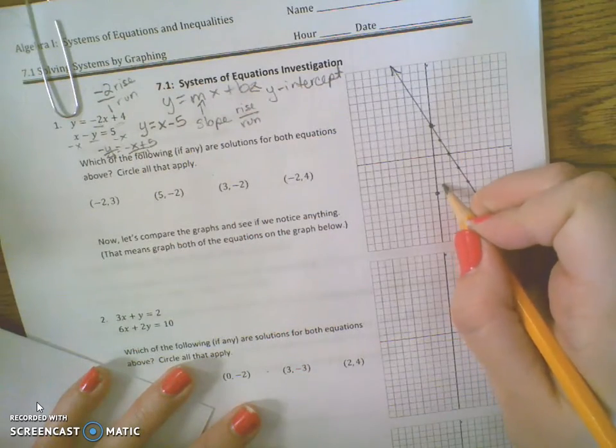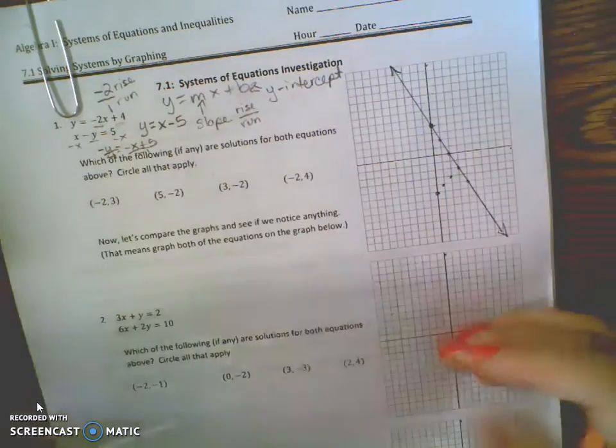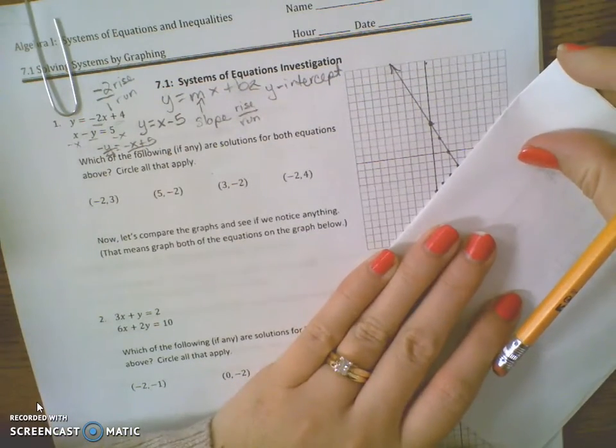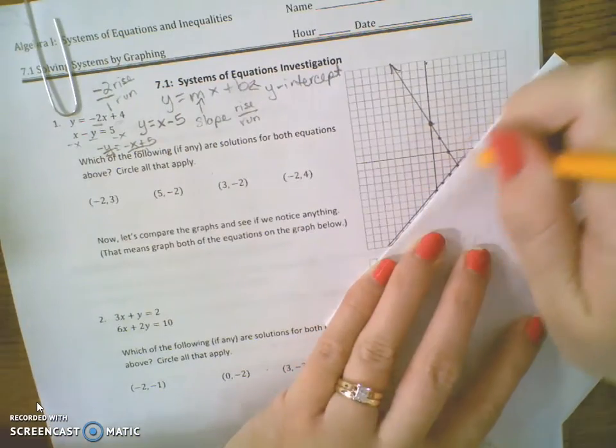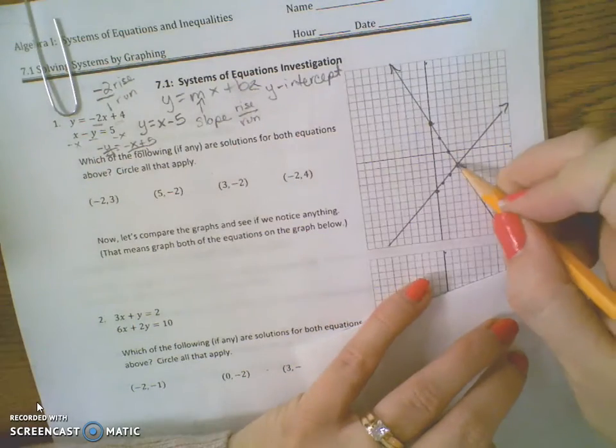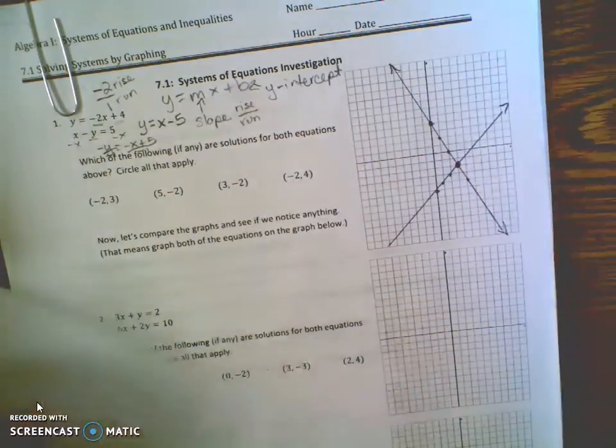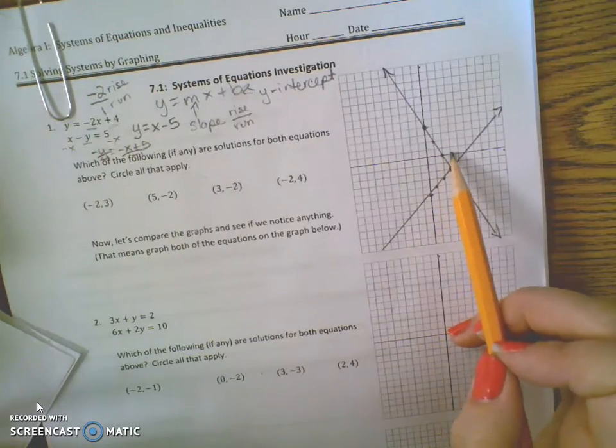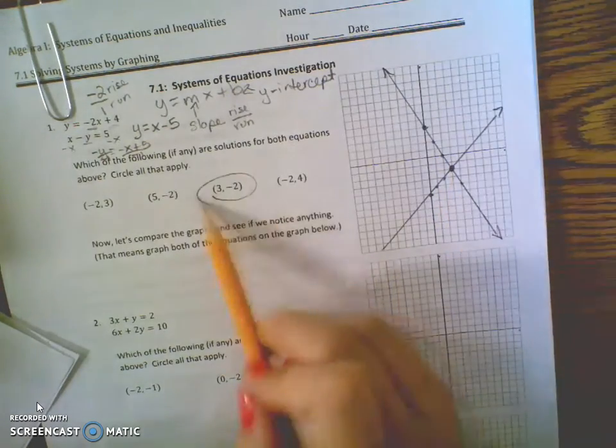Meaning I go up 1 over 1, so I'm going to go like that, and there's my line. So this right here is my intersection point, and that is 3, -2 is my point, so that's where they meet.